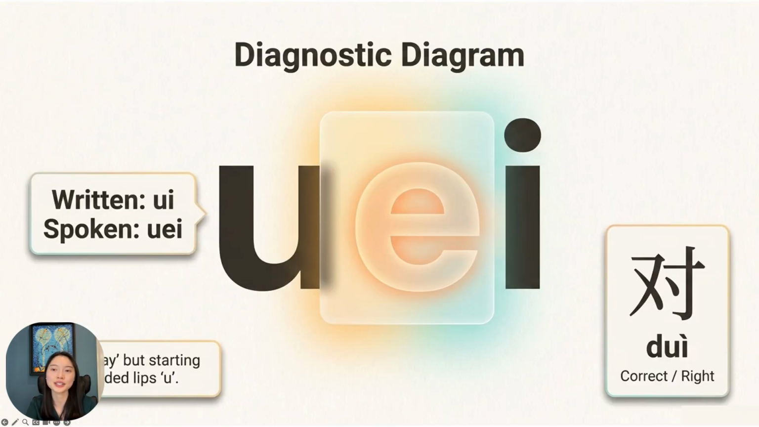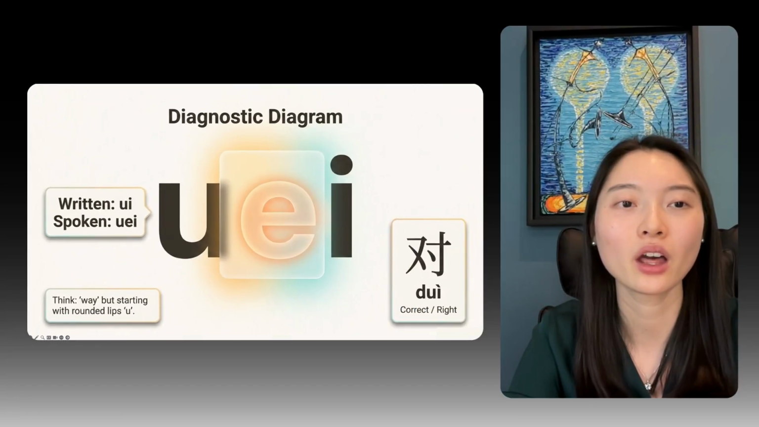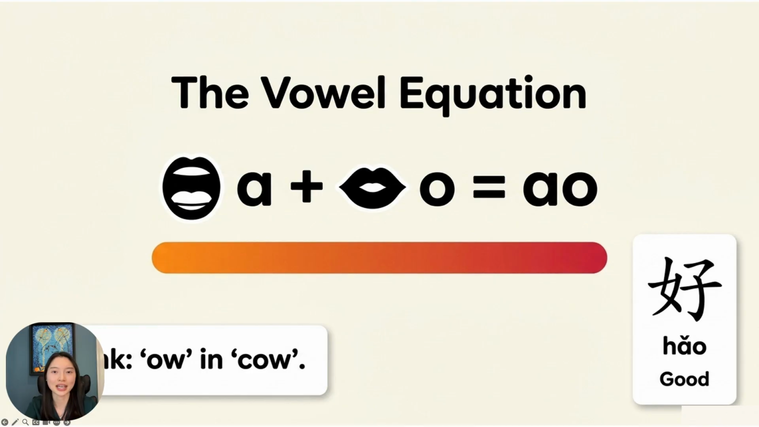This is the ui. Here is something important. What you see written as ui is actually a shortened form of uei, the full form of these 3 letters together. But in everyday pinyin, the e in the middle gets swallowed and is written as ui. Think of the English word way, starting with the rounded lips, like way. 对 duì.